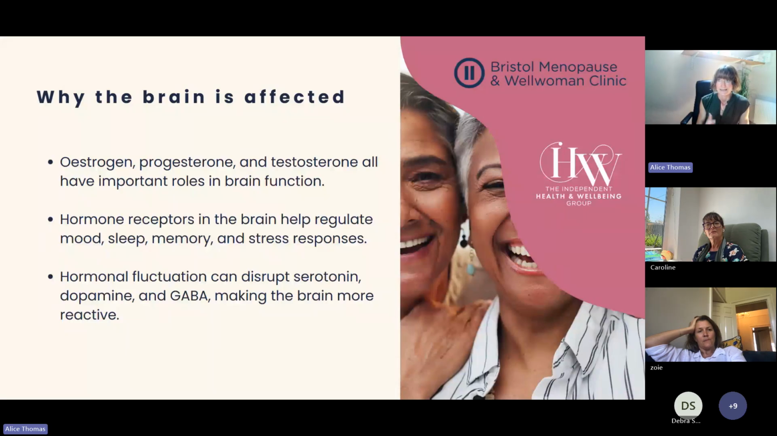They act as master regulators in the brain, and they directly influence our mood, our memory, our sleep, and how the brain responds to stress. And so a decline in estrogen, progesterone, and testosterone levels upsets the delicate brain chemistry and the stress response system. That can lead to disruption of other really important brain chemicals: serotonin, which affects mood, dopamine, which affects motivation and pleasure, and GABA, which helps to keep us feeling calm.